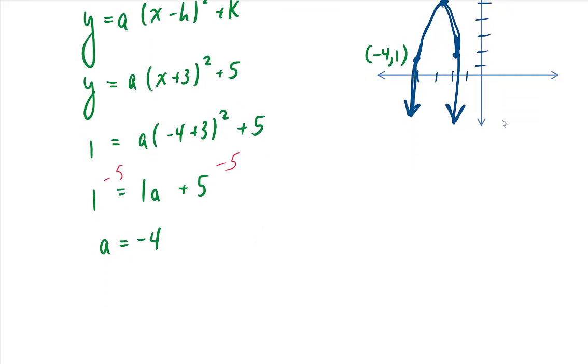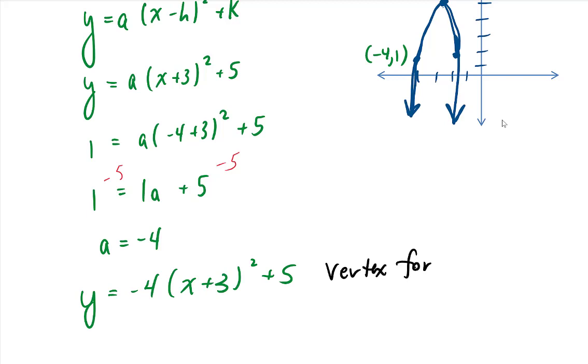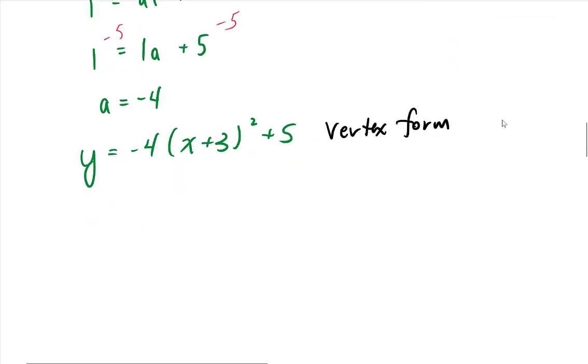So now what we have is our equation in vertex form: y equals negative 4, x plus 3 squared plus 5. Again, this is vertex form, and we want this in standard form. So to do that, we're going to expand this expression.